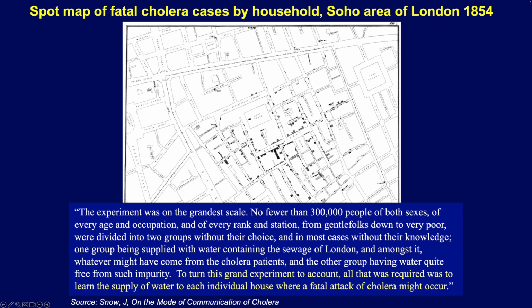And in Snow's words, he said, "To turn this grand experiment to account, all that was required was to learn the supply of water to each individual house where a fatal attack of cholera might occur."